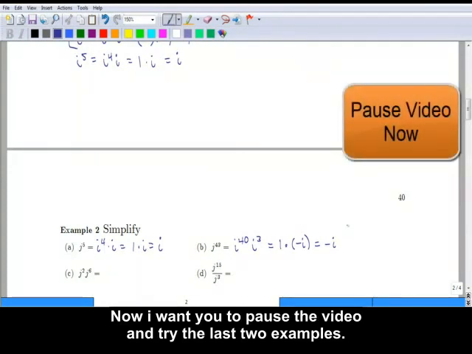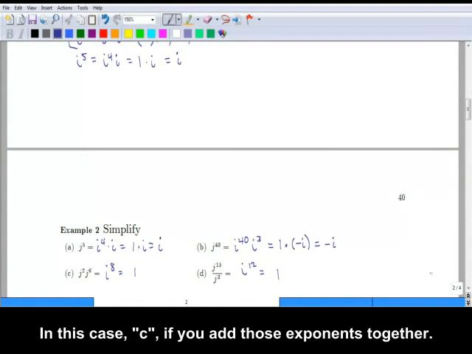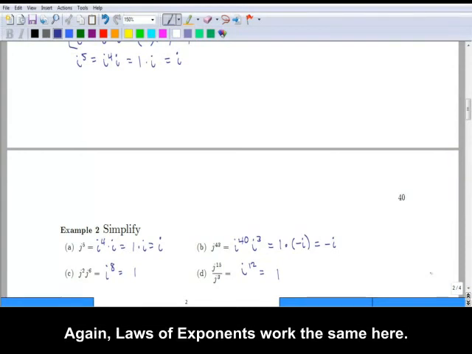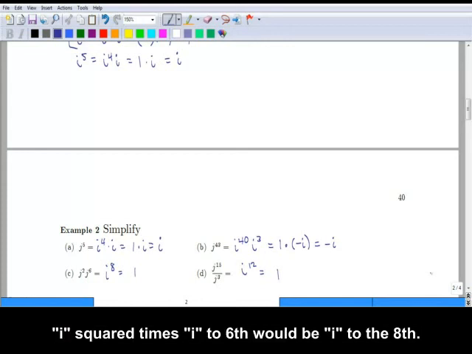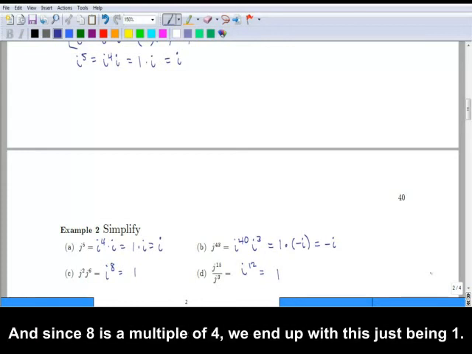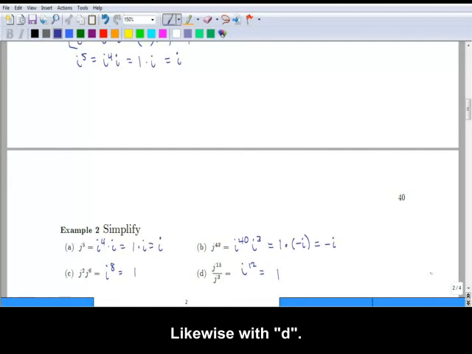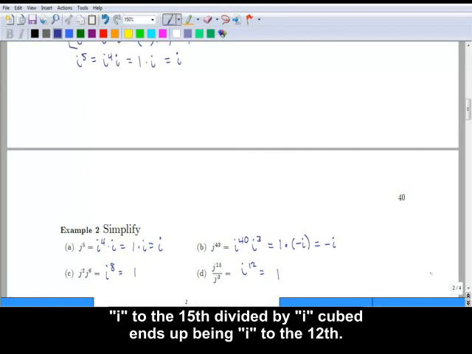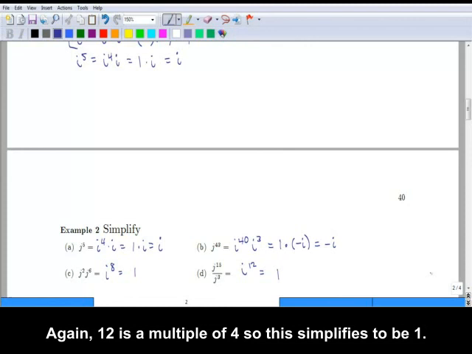Now I want you to pause the video and try the last 2 examples. In this case, see if you add those exponents together. Again, laws of exponents work the same here. i squared times i to the 6th would be i to the 8th, and since 8 is a multiple of 4, we end up with this just being 1. Likewise with D, i to the 15th divided by i cubed ends up being i to the 12th. Again, 12 is a multiple of 4, so this simplifies to be 1.